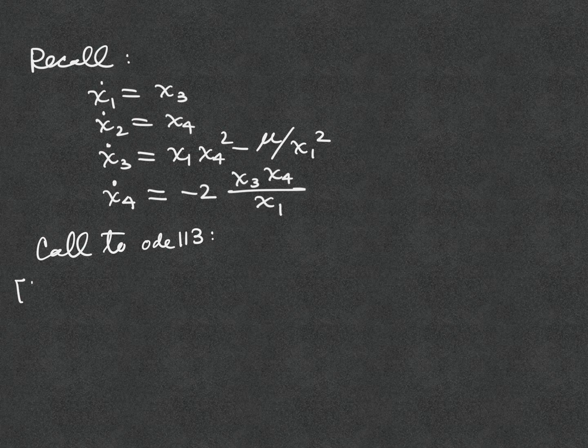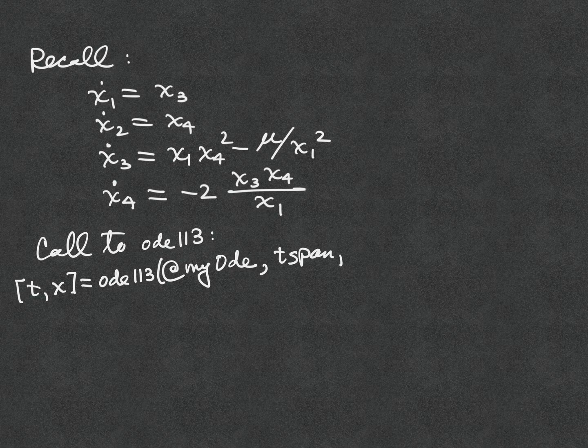It's going to say Tx is equal to ODE 113. The first thing is going to be the differential equations. I'm just going to generically label this function my ODE. That @ sign just means it's a function handle, which we're going to write in just a minute. Now I need T span. And then I need an initial condition, which is x0.